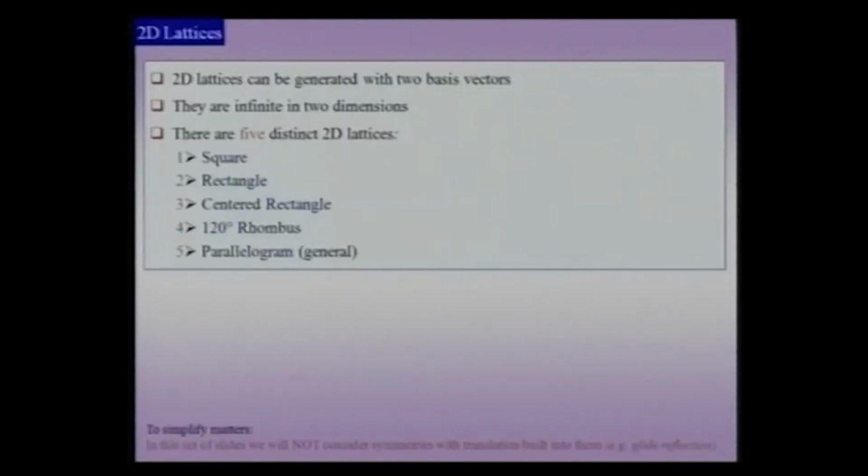We had also considered some 2-dimensional lattices, and we had said that there are 5 distinct two-dimensional lattices. So this is the new point we are considering here, that the two-dimensional lattices which can be constructed with two basis vectors and which are infinite in 2 dimensions, there are 5 different two-dimensional lattices which are distinct from one another. These 5 two-dimensional lattices are the square lattice, the rectangle lattice, the centered rectangle lattice, the 120-degree rhombus lattice, and the general parallelogram lattice.